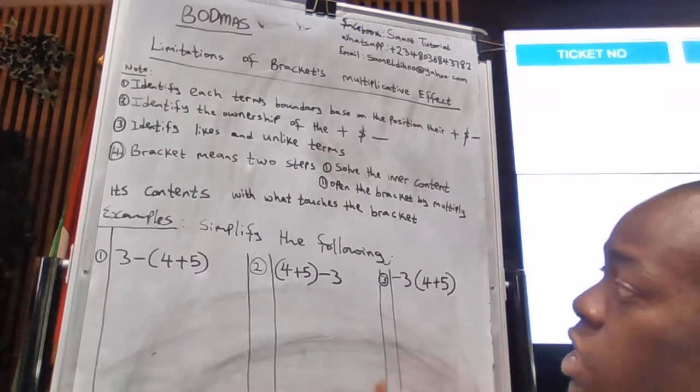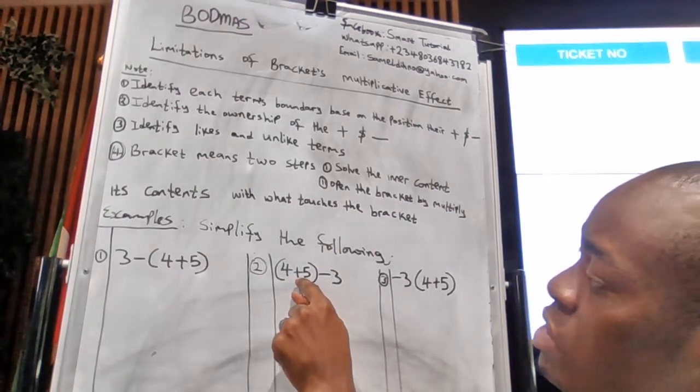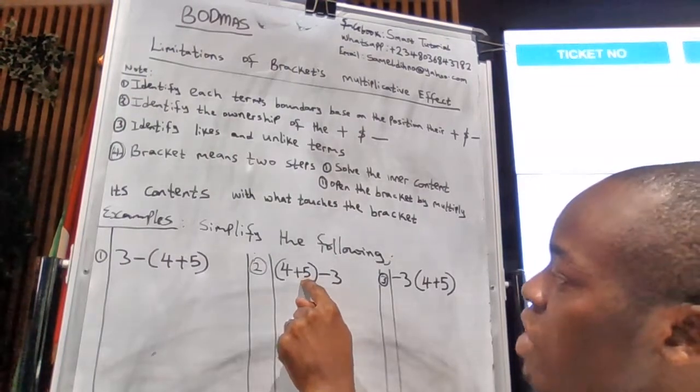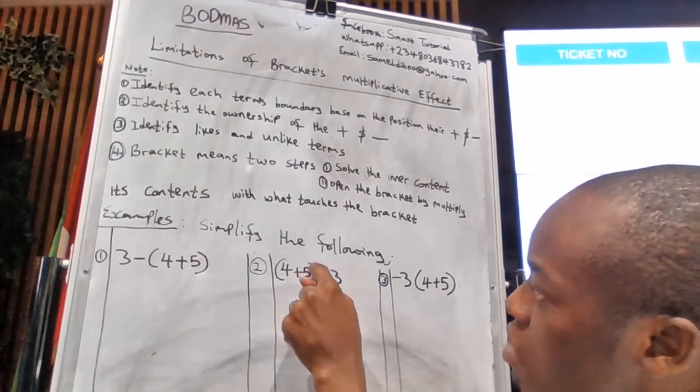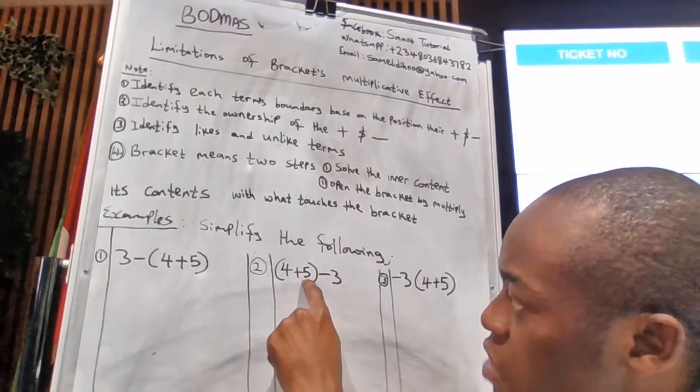What am I trying to say here? Look at this, 4 plus 5. This plus is for this 5. That means this plus 5 is a single entity. So plus is for this 5.